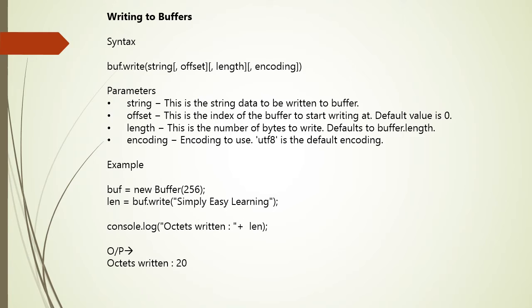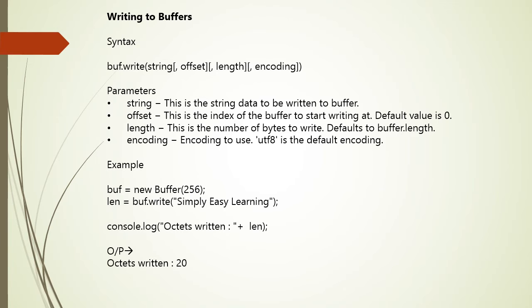The return value of buffer.write is the number of octets written. If there is not enough space in the buffer to fit the entire string, it will write a part of the string. For example, buffer = new Buffer(256). len = buffer.write("Simply Easy Learning"). If you say console.log("Octets written: " + len). So when the above program is executed, it will produce the result: octets written is 20.